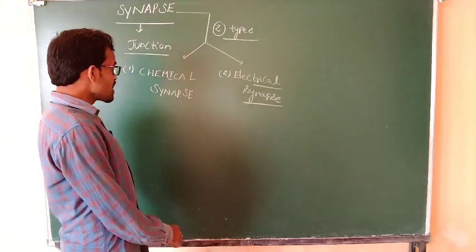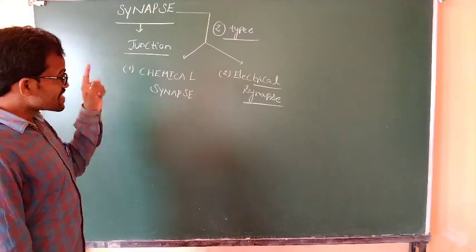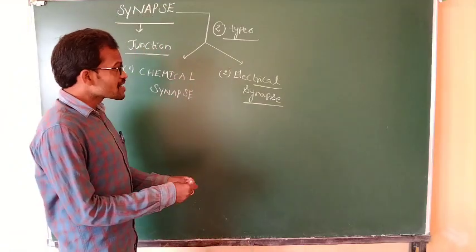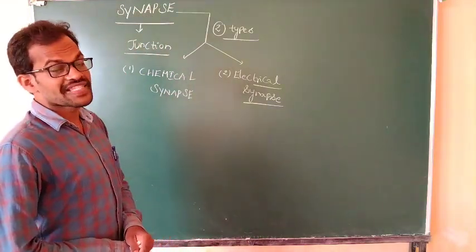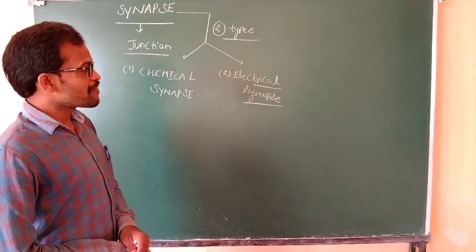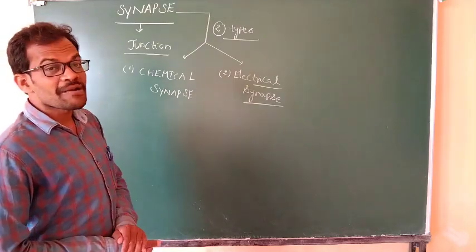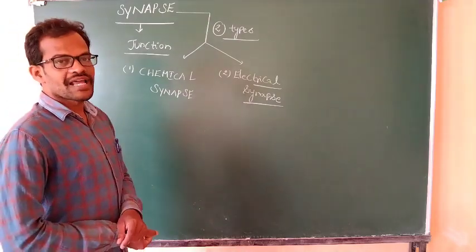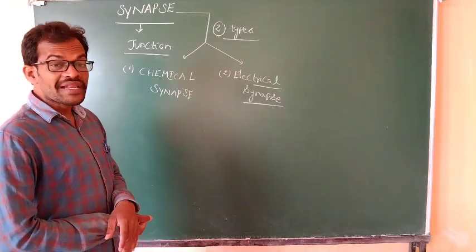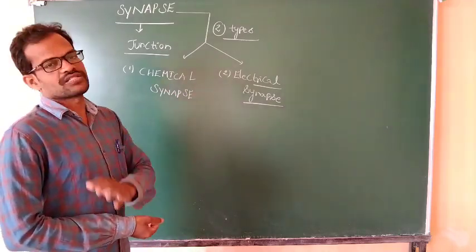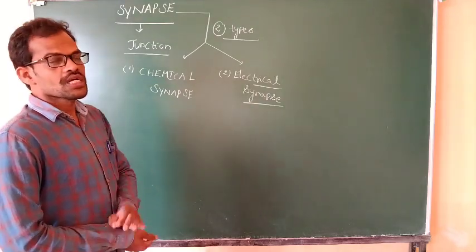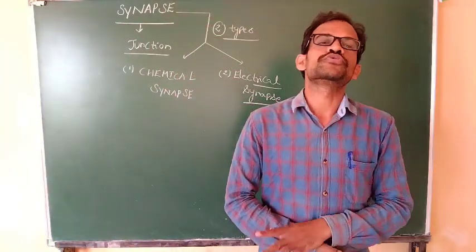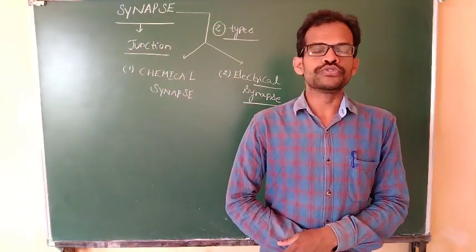With the help of chemicals, one neuron communicates with the other neurons. With the help of electrical signals, with the help of electrical impulses, they connect with the help of gap junctions, with the help of proteins. They communicate from one neuron to the other neuron. The main purpose of the synapse is communication between the two neurons.